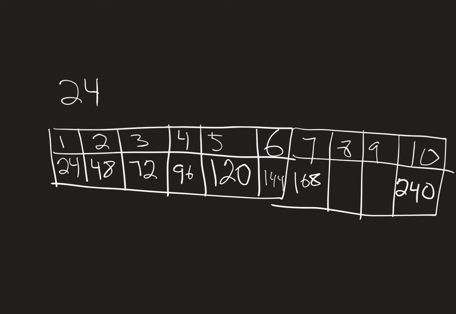All right, to 8, a lot of times with 8, I will just double the 4. So 90 doubled is 180, 6 doubled is 12. Add those together, I get 192.